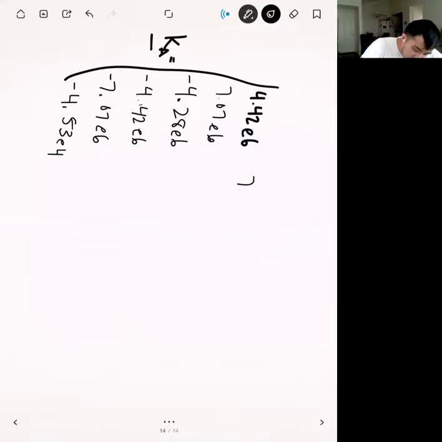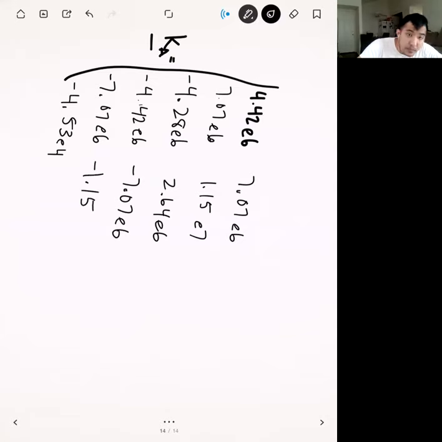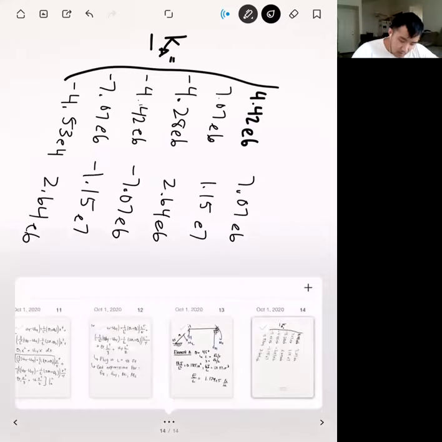So second column, we have 7.07 E6, 1.15 E7, 2.64 E6, minus 7.07 E6, okay, minus 1.15 E7, and 2.64 E6. Okay. Right. And then maybe I'll just do one more column.